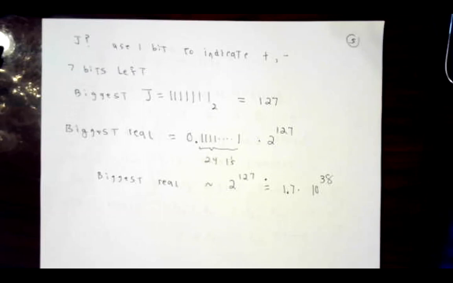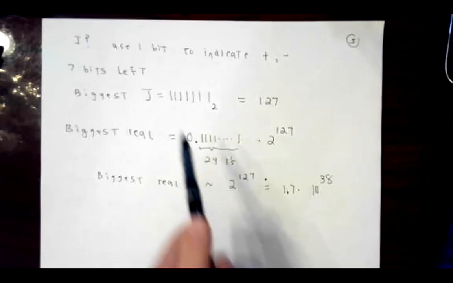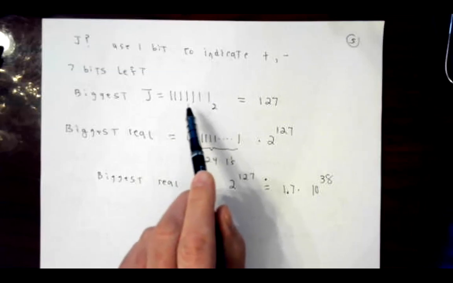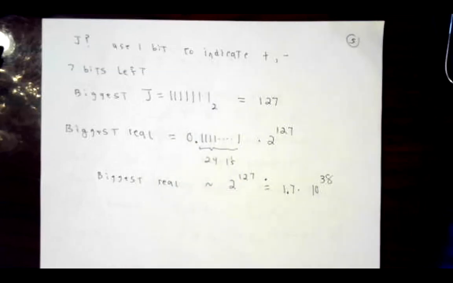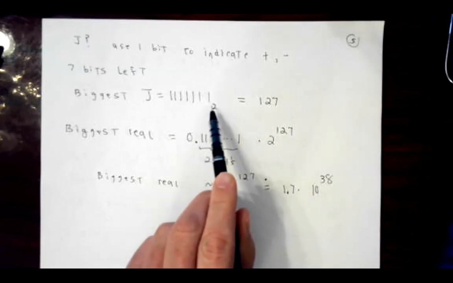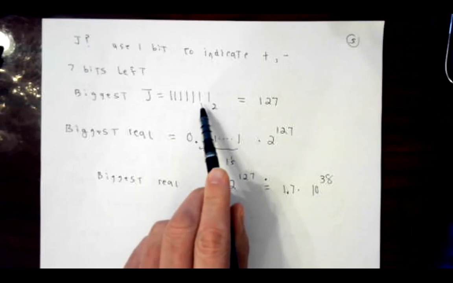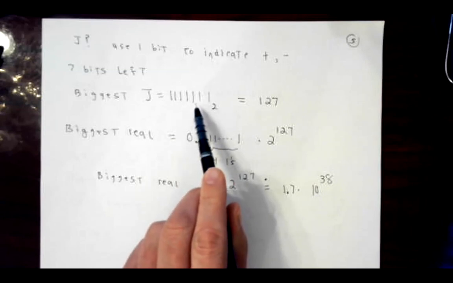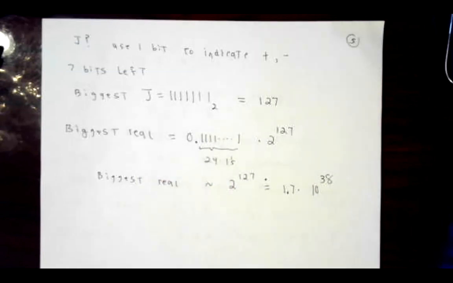I want to think about the biggest possible power, the biggest possible j in the 2 to the j. So 1, 2, 3, 4, 5, 6, 7 ones. This is some integer in base 2: 1 times 2 to the 0 plus 1 times 2 to the 1 plus 1 times 2 to the 2, and continue until you run out of ones here. Get the calculator out and check it. That's equal to 127 in base 10.